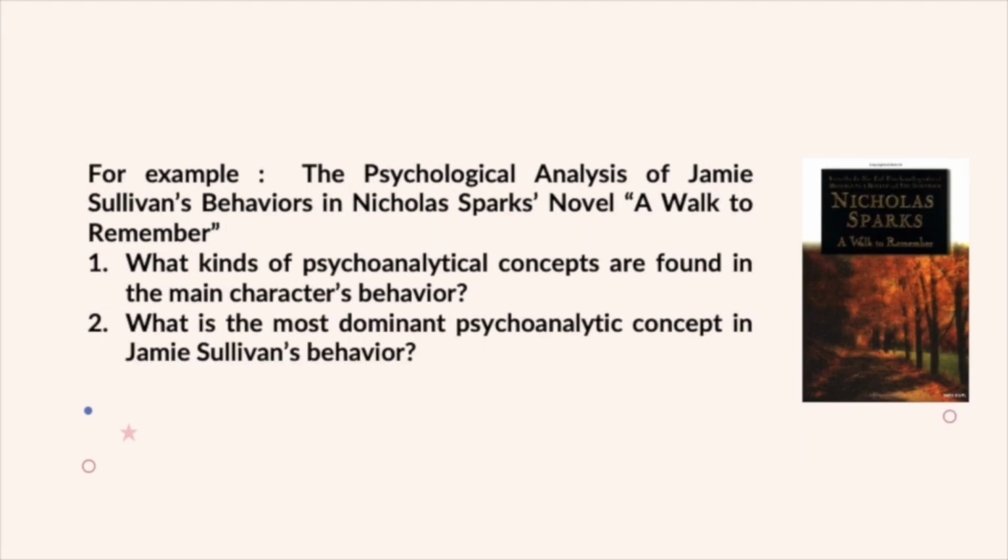For example, the psychological analysis of Jamie Sullivan's behavior in Nicholas Sparks' novel A Walk to Remember. The first question is, what kind of psychological concepts are found in the main character's behavior? And the second, what is the most dominant psychoanalytic concept in Jamie Sullivan's behavior?